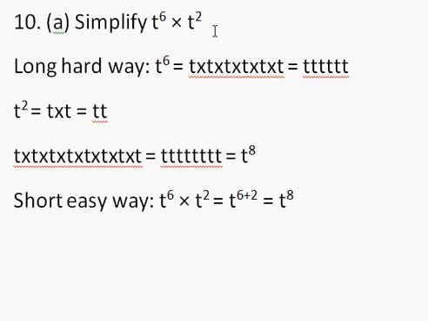All you need to know is when you're multiplying two bases together and those bases are the same, you just need to add the indexes, the indices. So you just need to add 6 to 2 in this case. So using your index laws, you would know that t to the power of 6 times t to the power of 2 equals t to the power of 6 plus 2, which is t to the power of 8. That was a much shorter and much easier way of doing it.